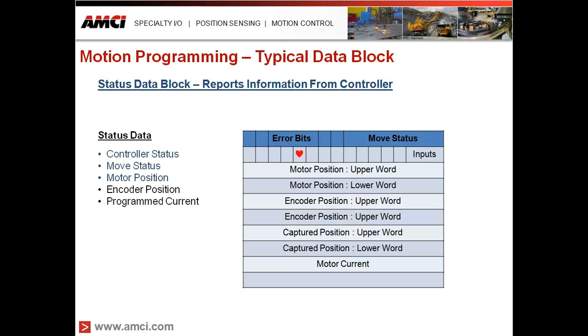It will report back motor position. So when I've commanded it to go or when it's moving, you will see this motor position being reported back to the controller, to the PLC. If we're using an encoder, the encoder position will be reported. And it's also going to tell us what our programmed current is. It's not the running current of the motor, it's the programmed current of the motor.